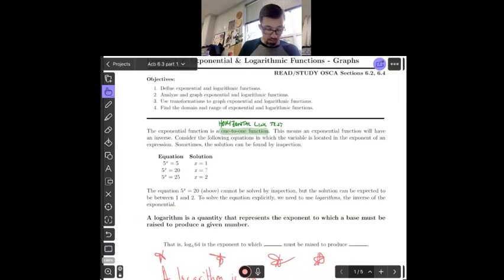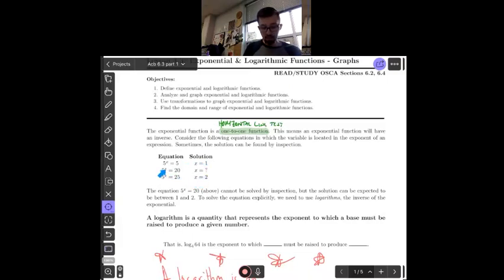What it comes down to is that sometimes we can look at an exponential equation and solve it by inspection. When we say solve it by inspection, it means you should just be able to look at it and know the answer. So if we say 5 to the x equals 5, you should be like, oh yeah, x is 1. I can just see that. Or if I say 5 to the x is 25, oh yeah, x is 2. We can just see that.